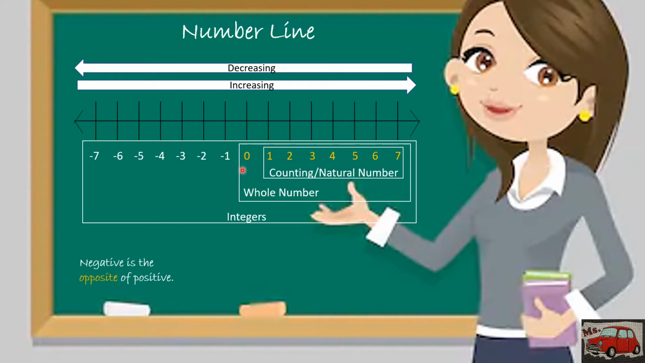Okay? Now, if you have now the negative, so this whole numbers, you call that integers. Okay? So, integers are whole number and counting number. Okay? So, the negative is the opposite of positive. Kaya makikita nyo dito yung negative. So, ibig sabihin, kabaliktaran lang yan nung positive natin.